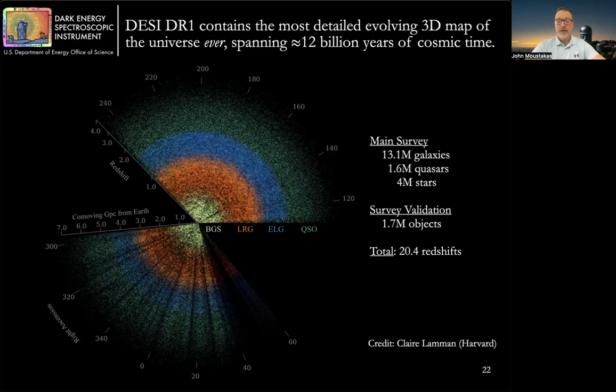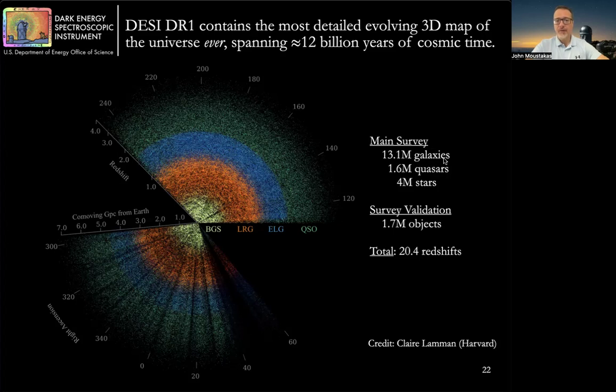So with those data, the collaboration has constructed the most detailed evolving three-dimensional map of the universe ever, spanning about 12 billion years of cosmic time, so out to a redshift of about 4. So that's illustrated in this wedge plot here, which shows the Milky Way galaxy, or us, here at the origin of this figure. And then, as I showed before, the different targets trace out different parts of redshift, or the third dimension. So the BGS galaxies are toward the center, the LRGs are next, then emission line galaxies, and finally the quasars.